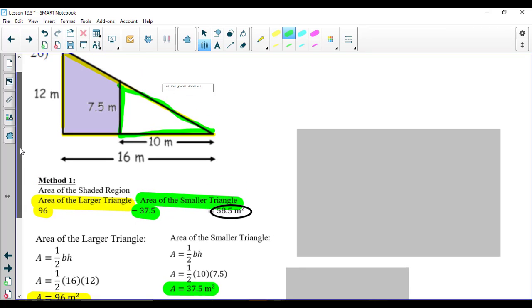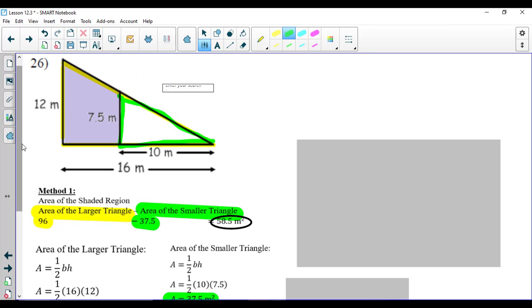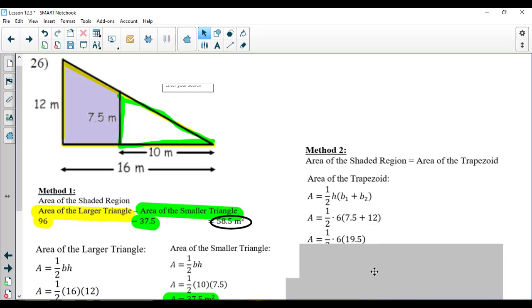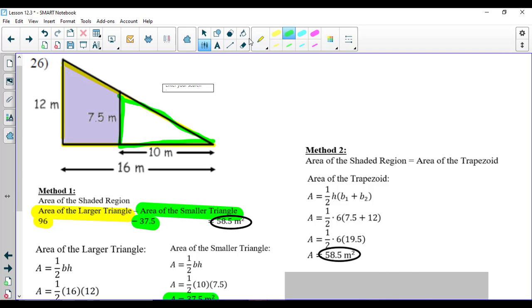But what you might also notice is that the shaded region happens to be a shape that we know. The shaded region happens to be a trapezoid. So we could actually just use one formula, which is the area of a trapezoid formula. What we need to recognize here, and I'm going to go ahead and erase some of my highlighting, is we have to know what the lengths of the parallel sides are and what the height of this trapezoid will be, and that's where some students struggle a little bit.